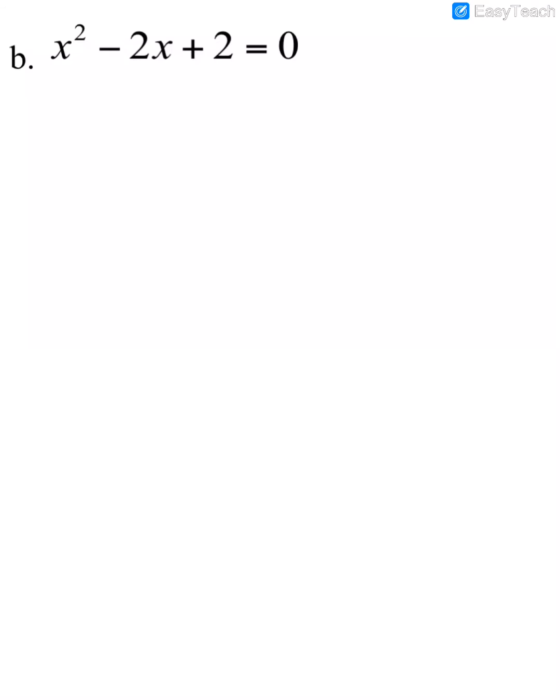Okay, let's look at another example. Again, the first step in solving a quadratic equation by using the quadratic formula is to get it in standard form. So this equation is already in standard form, and now I'm going to pull out a, b, and c. So a, in this case, the coefficient of x squared, we don't see a 1, so we know it's understood to be 1. Then for b, the coefficient of x is negative 2.